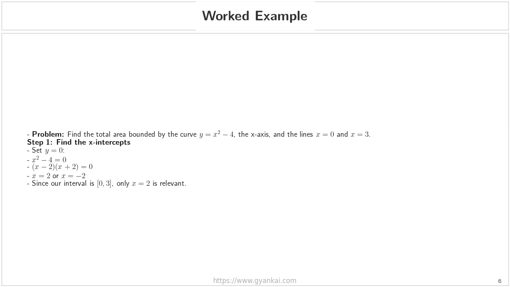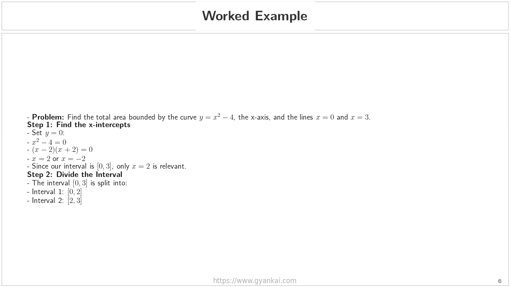However, we must be careful and look back at our specific interval, which is from 0 to 3. Since negative 2 is outside our range, we only need to focus on the intercept at x equals 2. Moving to step 2, we use that intercept to divide our interval. Our original interval from 0 to 3 is now split into two distinct subintervals. The first is from 0 to 2, and the second is from 2 to 3.